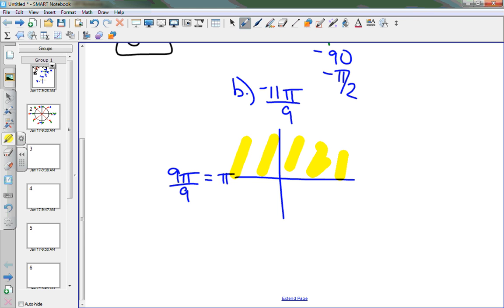However, I asked for negative 11 pi over 9. So it would actually be in, here's negative 9 pi, so I have 9 slices of pizza down here. But I need how many more? 2 more. There's my angle. It's negative, so I'm opening clockwise. There's 9 slices of pizza down here. I need 2 more, so I'm going to be in quadrant 2.